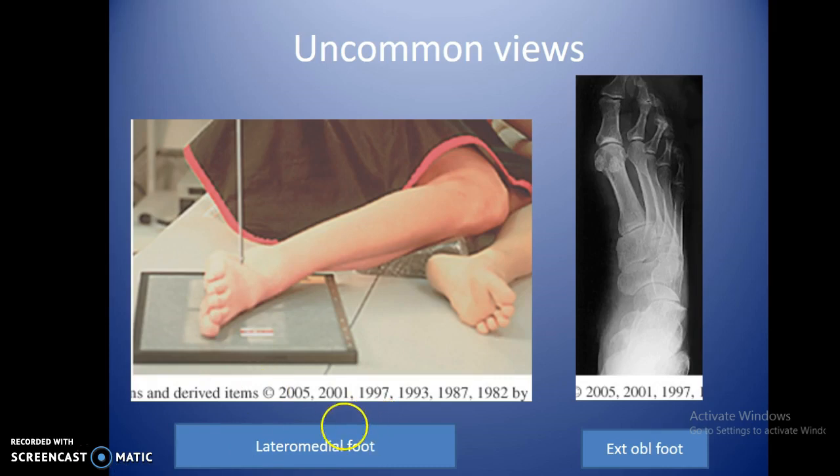It's a less common lateral medial foot. You don't see that often. You can do an external oblique foot. That's really going to open up the navicular more than anything else, but this view is rarely done as part of the normal series.